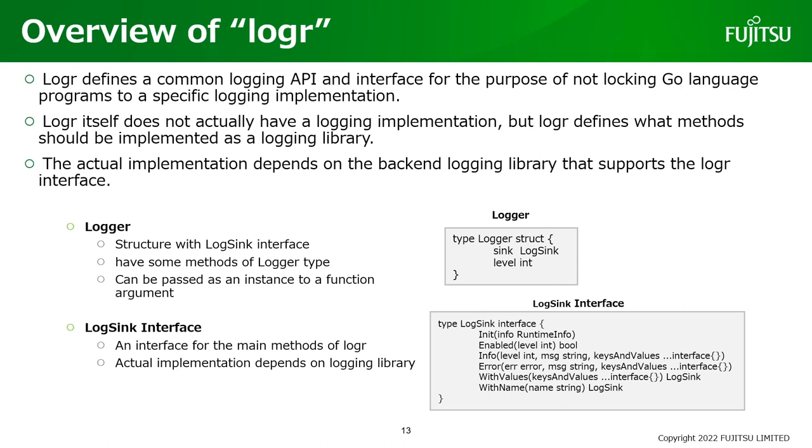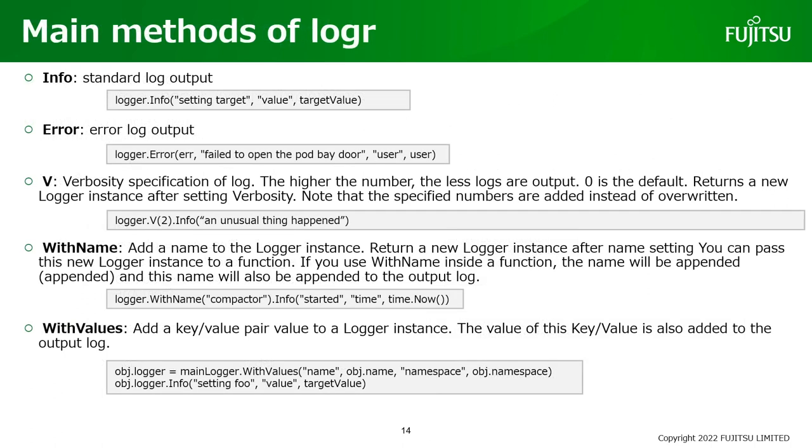A logger type is structured with the LogSink interface, and the logger type has some methods. It can be passed as an instance to a function argument. The LogSink interface is an interface for the main methods of the logger, and its actual implementation depends on the logging library. Here are the methods that logger defines.